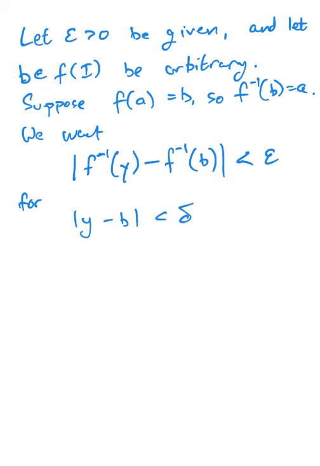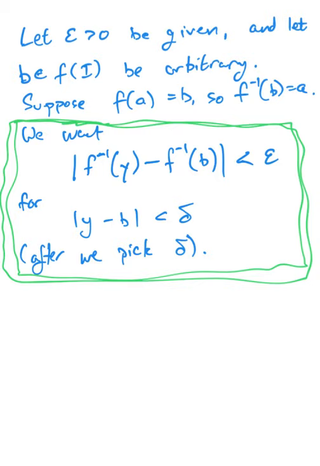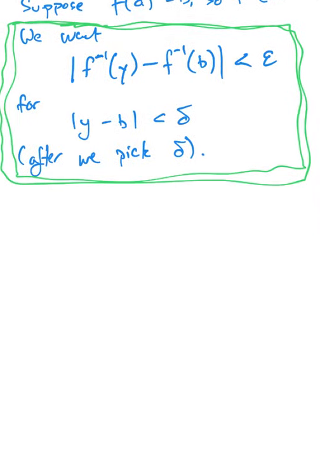I should have maybe written this in a different color. This isn't something you would normally put in your proof, but this is just me explaining where we're going with the proof. So we want to find a delta so that if y and b are within distance delta, then the images under f inverse are within epsilon.